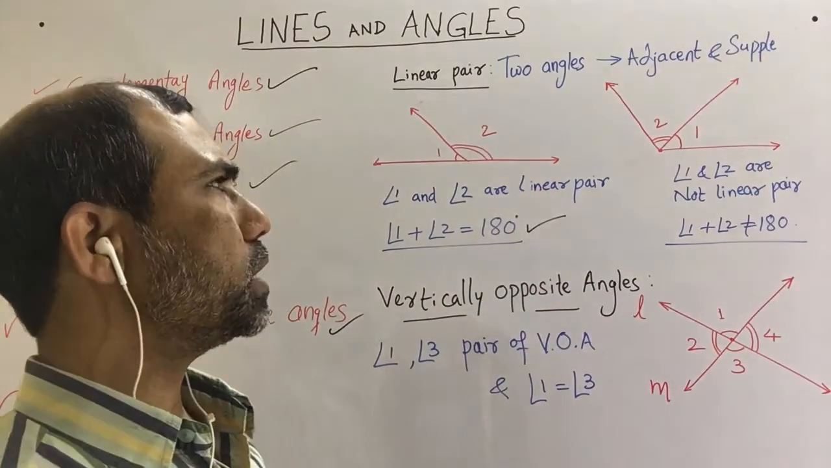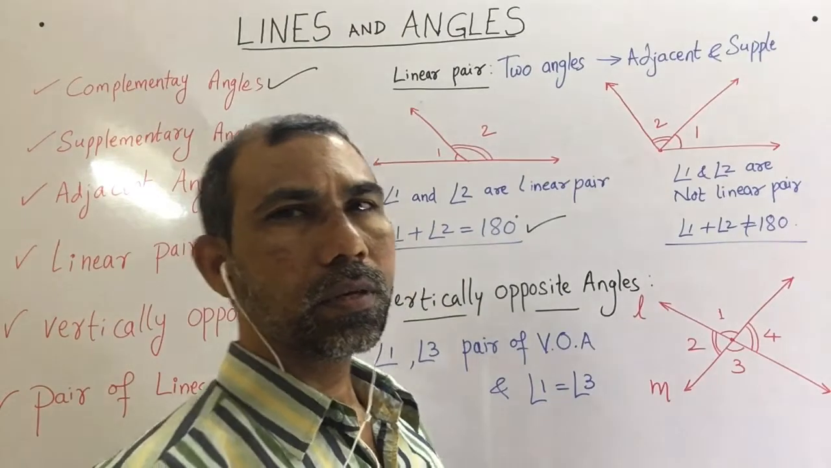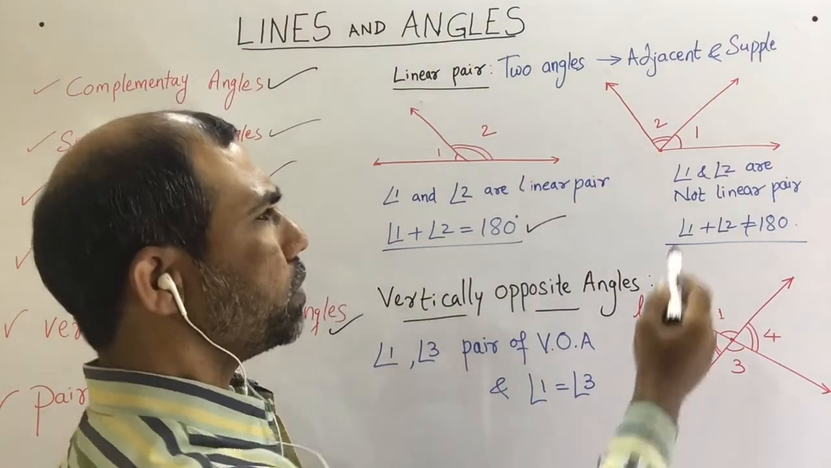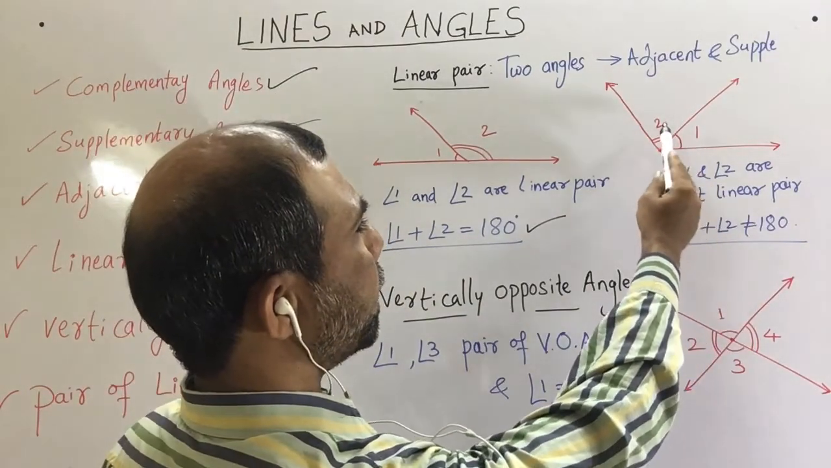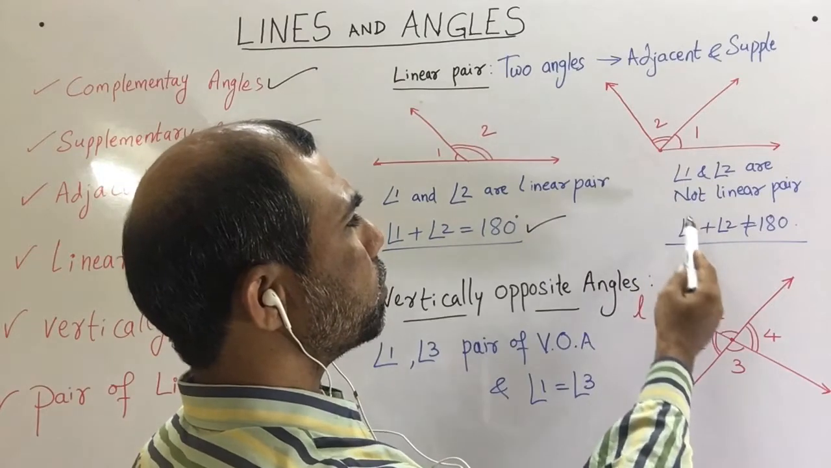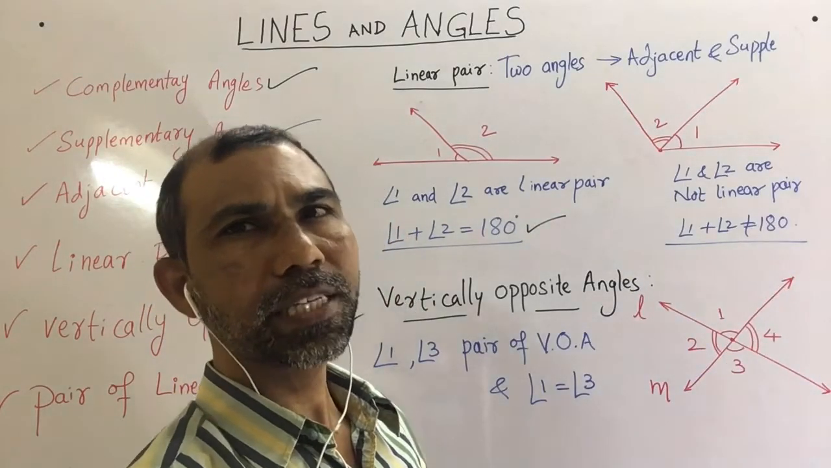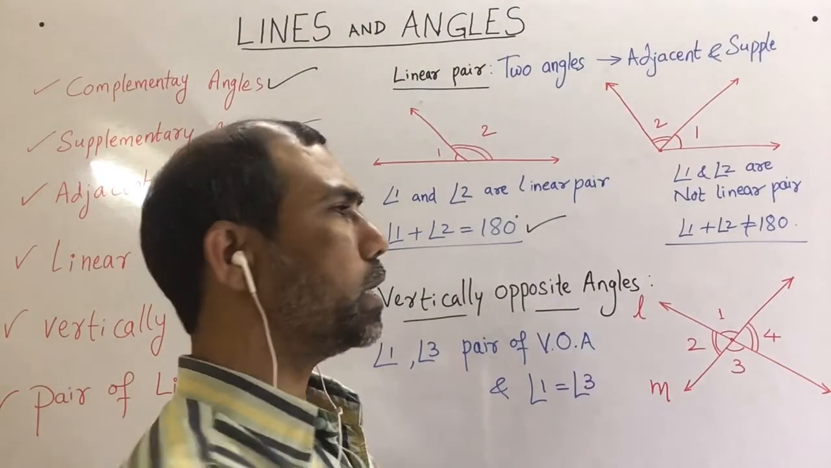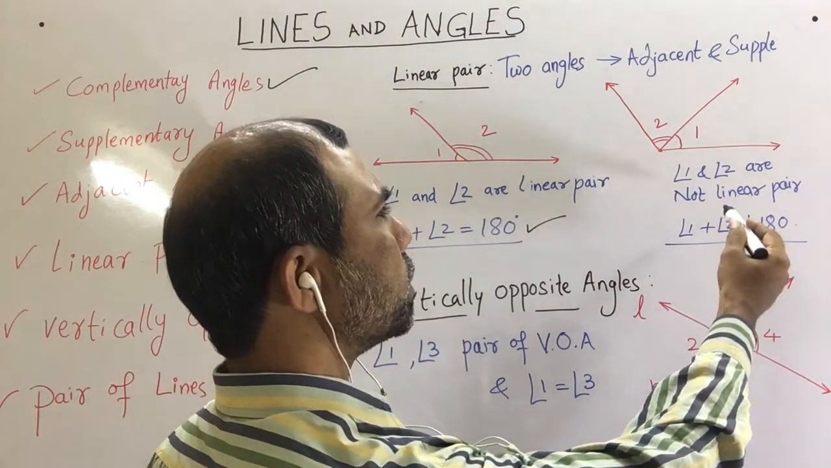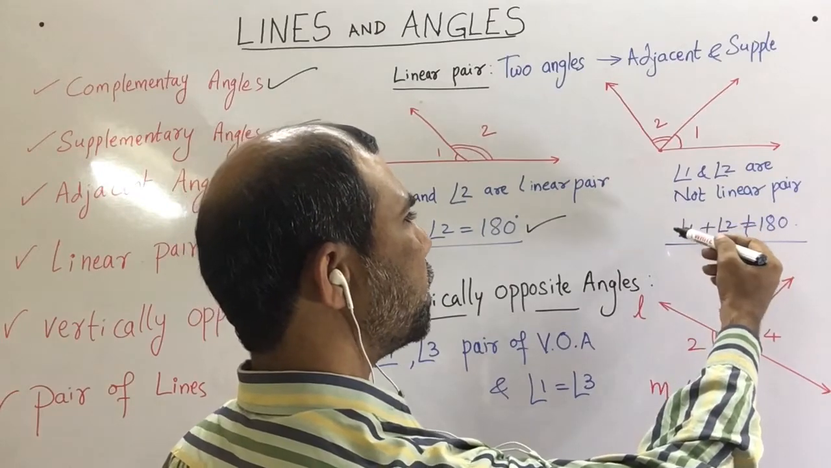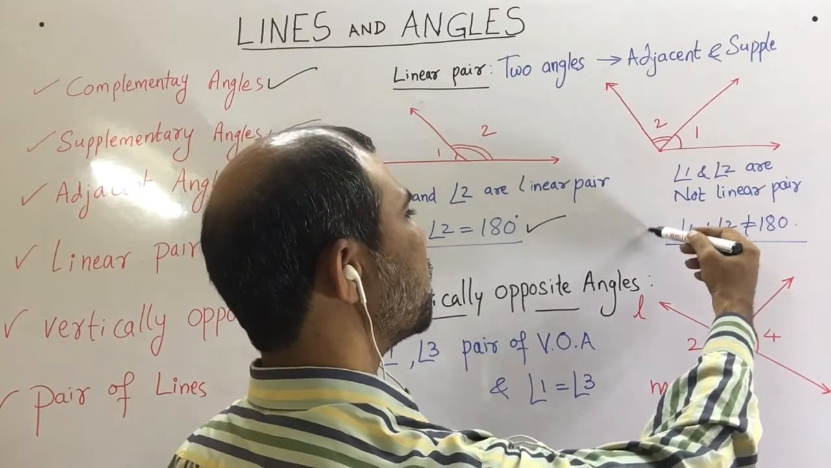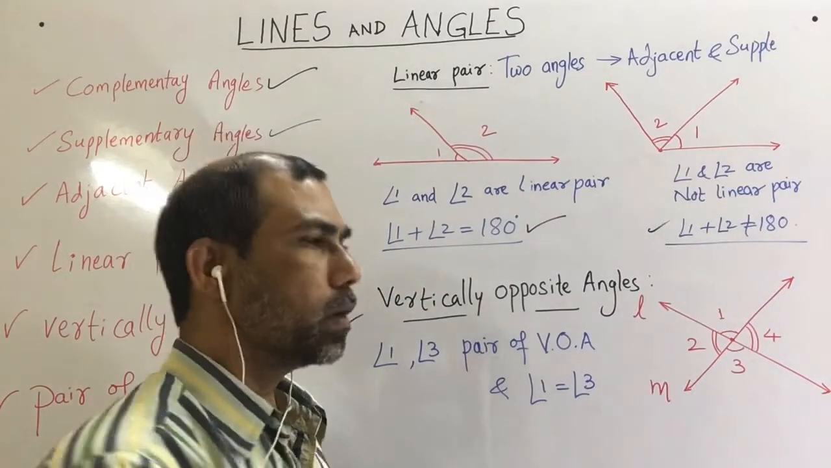Similarly, if you see the second example, here when you add up angle 1 and angle 2, the measure will not be equal to 180 degrees, it will be less than 180 degrees. So, these two angles are not a linear pair.